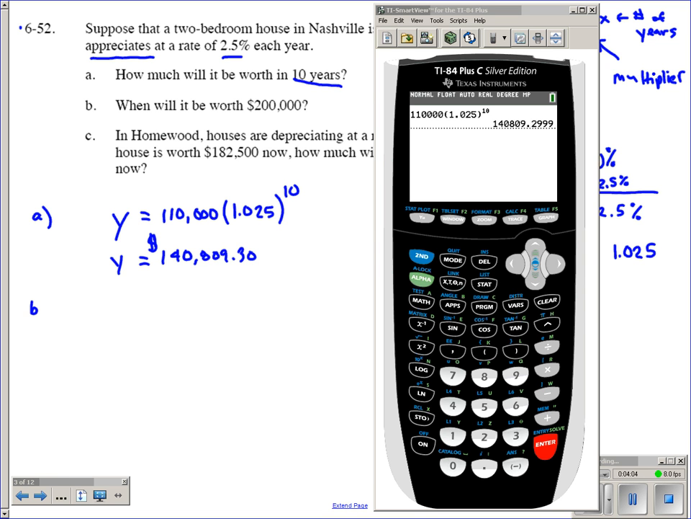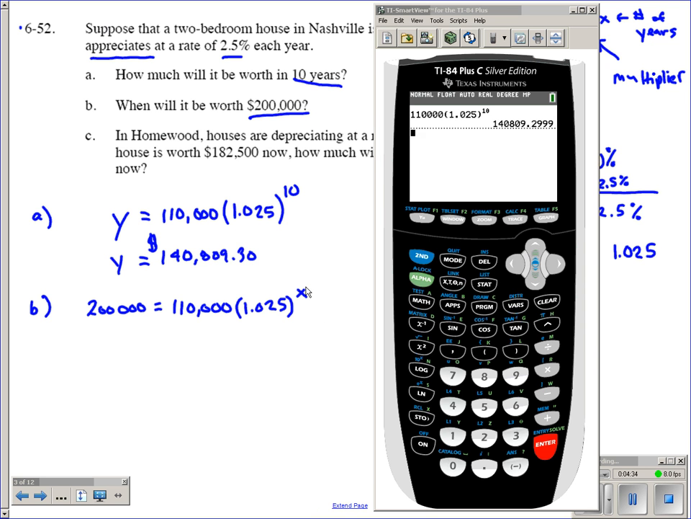Let's look at letter B. When will it be worth $200,000? Who knows? Maybe never. We'll see. Now we're given a value, right? So let's plug that in for y in our equation. 200,000 equals 110,000 times 1.025 raised to the power of x.